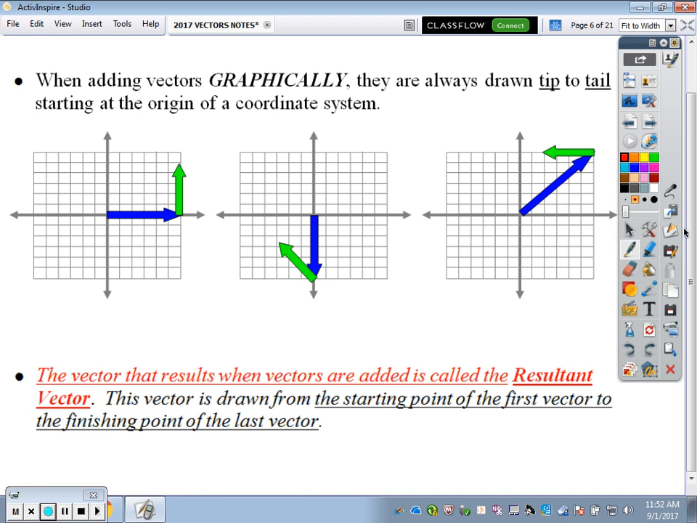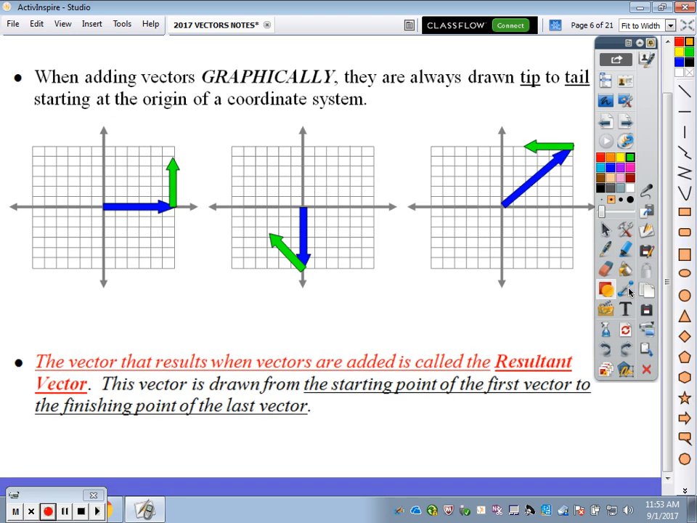Now, this is the textbook definition of how we find the resultant vector. Once we have drawn it, I have an easier way to summarize it. It's always drawn from where you start to where you finish on your diagram. Wherever your starting point is, that is where the start of your resultant would go, and where you finish is where your resultant would end up.